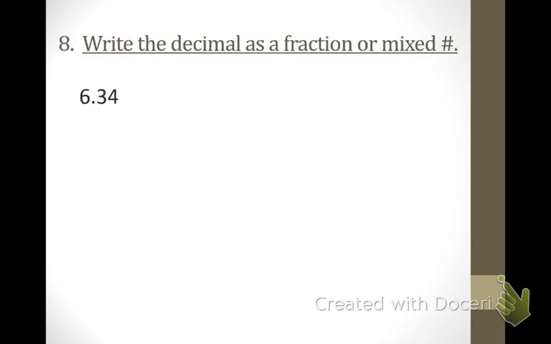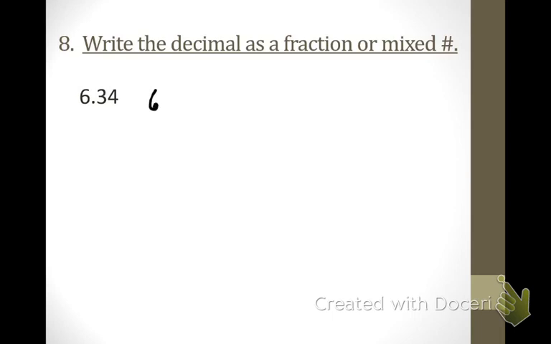Once again, this is something that will be on your quiz on Monday, so I want you to try to do number 8 on your own. As I just walked around, it looked like a few people forgot how to do this. Write the decimal as a fraction or a mixed number. Remember, we typically look at this and say 6.34, but what is the correct way to read that number? 6 and 34 hundredths, okay?